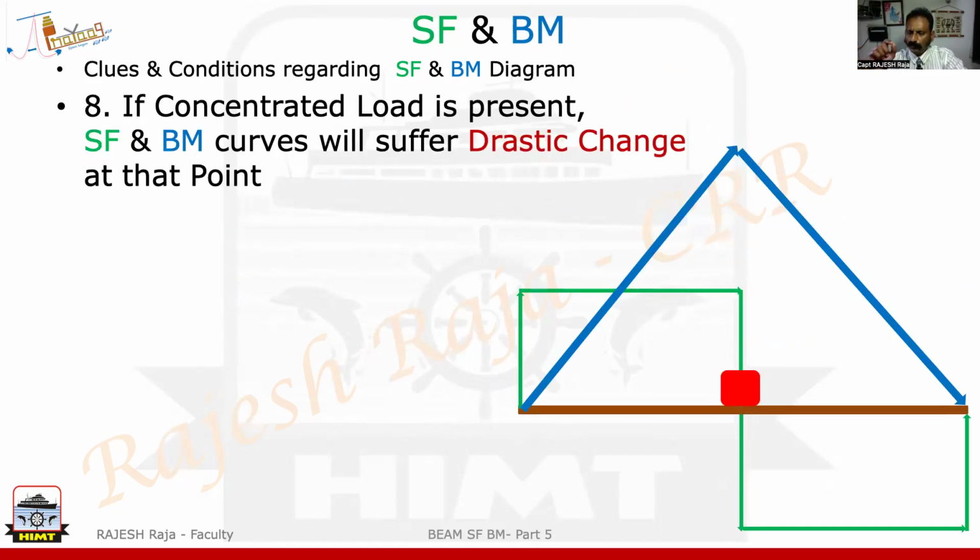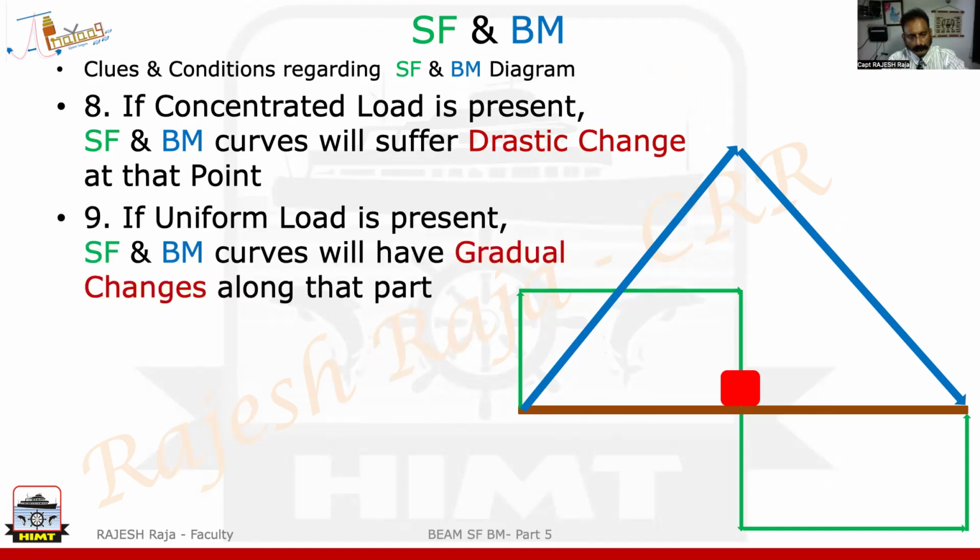Let us look at this one more character of your SFBM. Wherever you keep a concentrated load, you will see there'll be a sudden change of your SF. Whenever you have a sudden change of SF, it is possible that it could cross zero. You might have a peak. So whenever you have a peak of BM, that also is going to change direction.